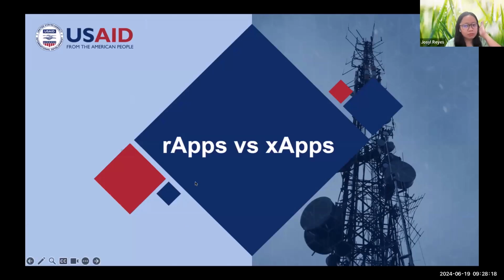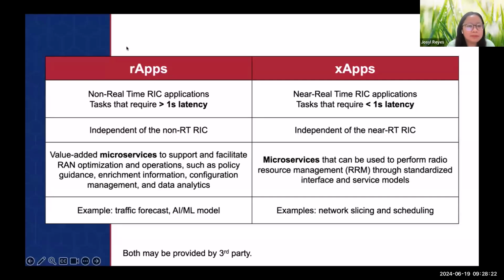So, what is the difference between rApps and xApps? rApps are found on the non-real-time RIC. xApps are found on the near real-time RIC. How to remember? Maybe just think alphabetical: R comes before X. So the rApp is in the non-real-time RIC, then the xApps are in the near real-time RIC.